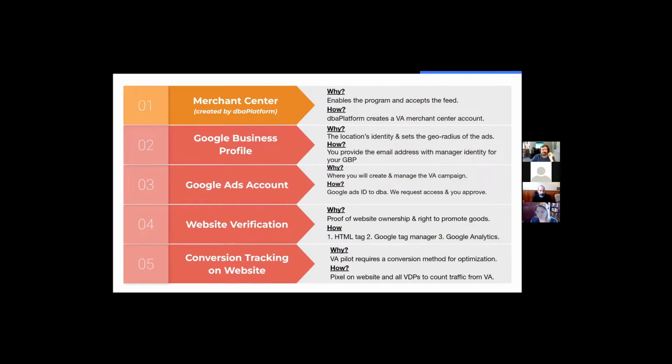The Google Ads account is actually managed by you, and that's where you're going to create and manage the VA campaign. We get access to the ads account by you providing us the Google Ad ID. We request access, and then you approve.